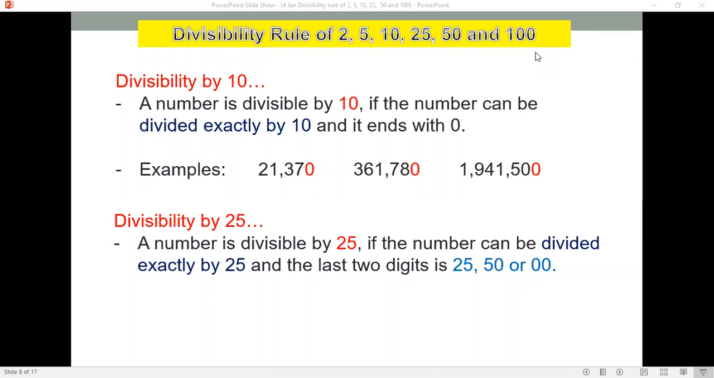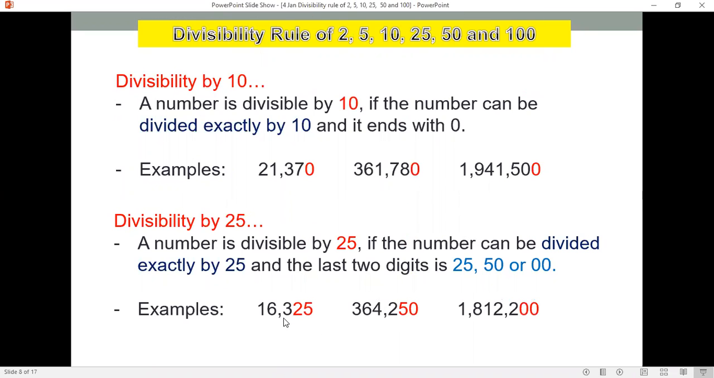So example, 16,325. The last two digits, okay, this number ends with 25. The last two digits end with 50. The last two digits are 00. So any number whose last two digits are 25, or the last two digits are 50, or the last two digits are 00, is divisible by 25.